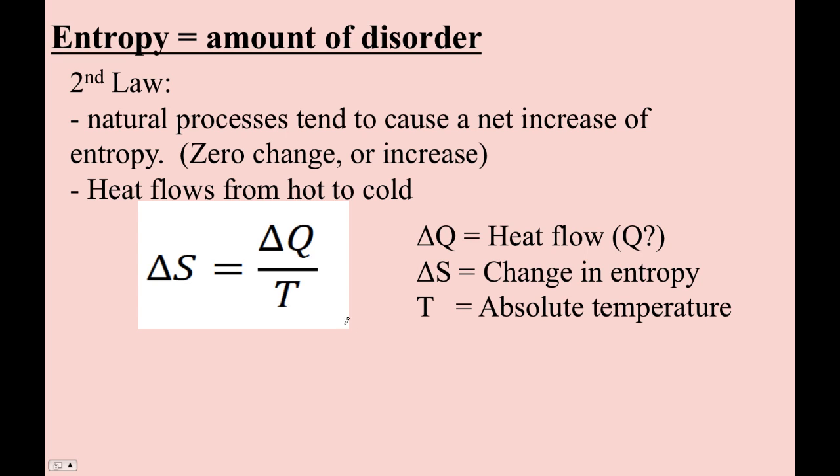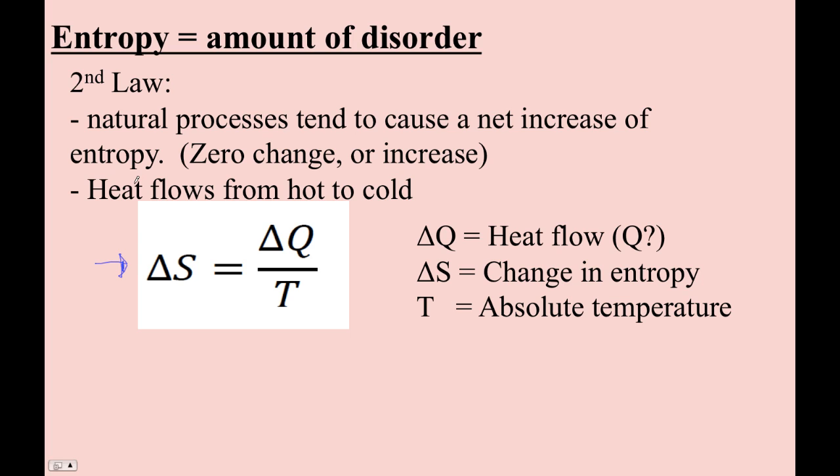Let's look at the strange formula for entropy that thermodynamicists use to calculate the entropy of a system. We like to popularize entropy as an amount of disorder. The second law of thermodynamics states that natural processes tend to cause a net increase of entropy. It can either be no change at all or it can increase. And almost all natural processes actually cause some increase of entropy, which is disorder, right?